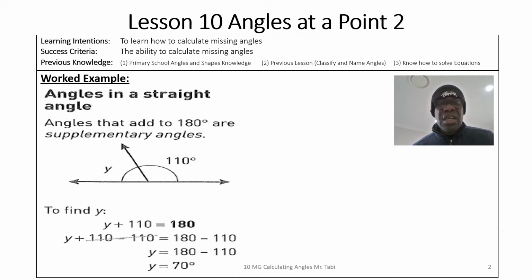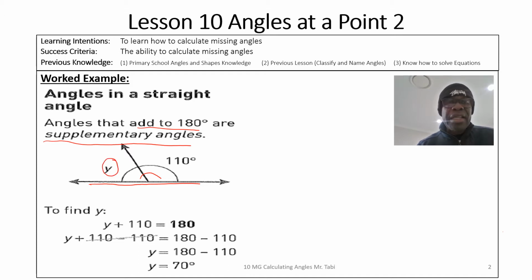All right. Next, in a straight line, we know the angles will add up to 180 degrees. That's what we know from the previous lesson, that supplementary angles add up to 180 degrees. So we're applying that knowledge. Since this angle here is y, and that is 110 degrees, you set up your equation, y plus 110 equals 180 degrees. Again, because it's plus, we use the inverse, which is minus. So minus 110 and minus 110.